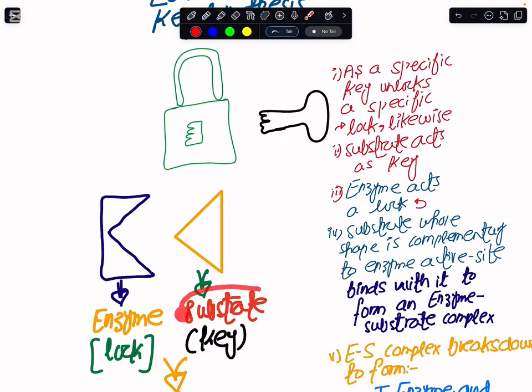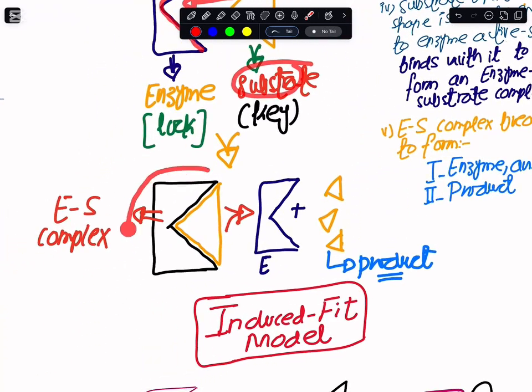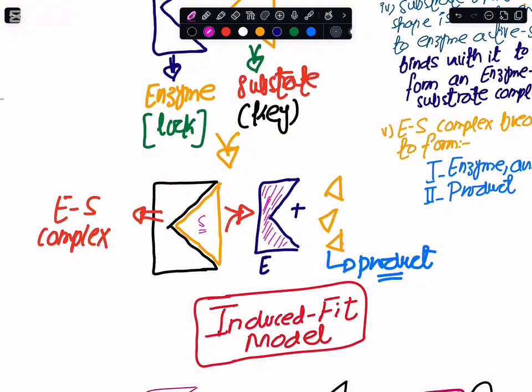So that substrate whose shape is complementary to the enzyme's active site would bind with the enzyme's active site, and as a result, we would make an enzyme substrate complex. This enzyme substrate complex would be further broken down, rather than the substrate that we have here, which is acting as a key, into the respective products, and the enzyme comes out intact.